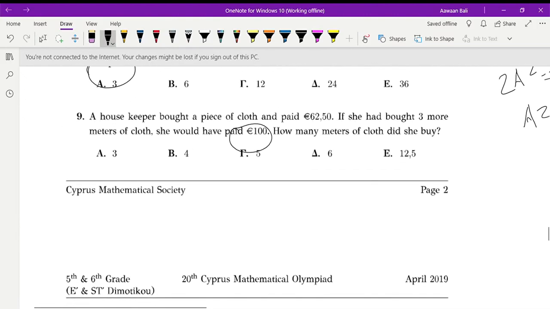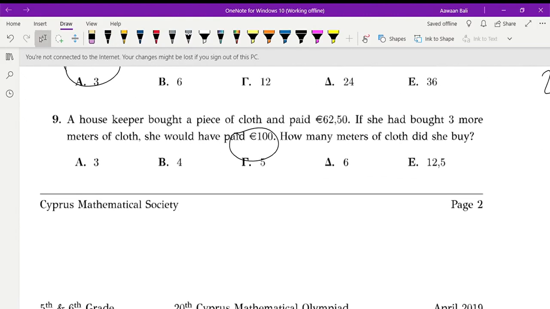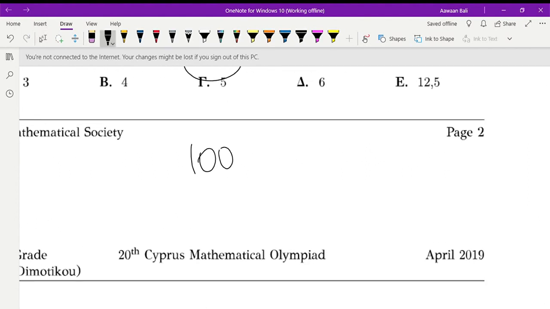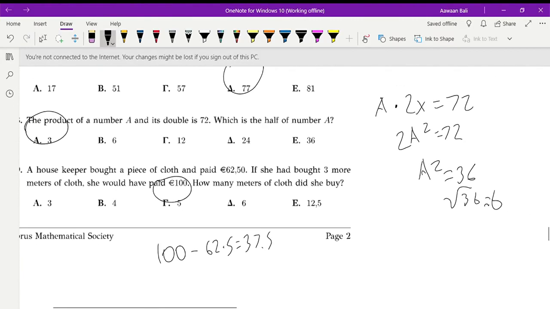Now, a housekeeper bought a piece of cloth and paid €62.50. If she had bought 3 more meters of cloth, she would have paid €100. How many meters of cloth did she buy? Okay, so now, since we have €62.50 and €100, 100 minus 62.5 is basically 37.5.